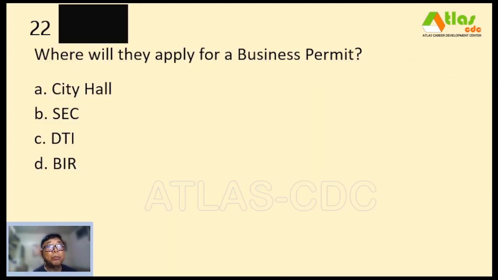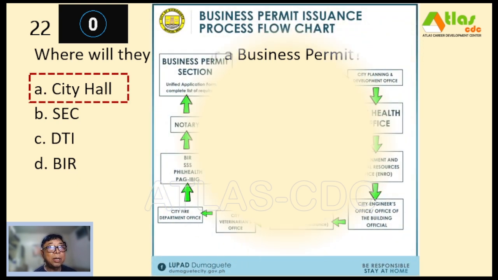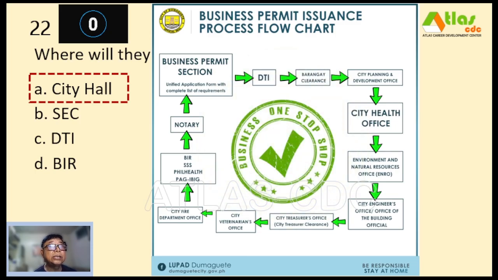22. Where will they apply for a business permit? A. City Hall. B. SEC. C. DTI. And D. BIR. And our correct answer is City Hall or Municipal Hall. Pwede rin, no? So this is the process issued by a city, Dumaguete City, for the business permit application.